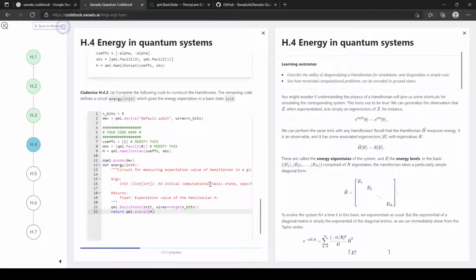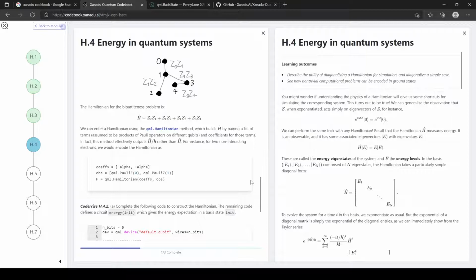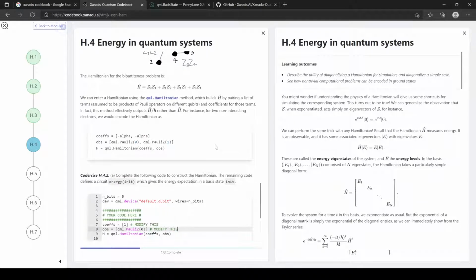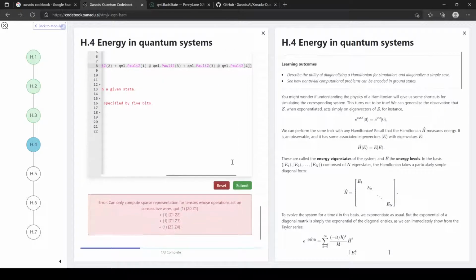Your code here, the remaining. Complete the following code to construct the Hamiltonian. The remaining code defines the circuit. What Hamiltonian am I constructing? Oh. Let's see, can I just copy this over? Coefficients, what are my coefficients? Okay, I'm going to copy this. That's QML PauliZ 1, 2. That's QML PauliZ 1, 2. That's QML PauliZ 1, 3. That's QML PauliZ 3, 4. Uh-oh.